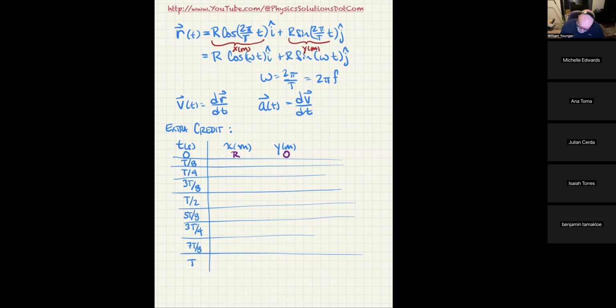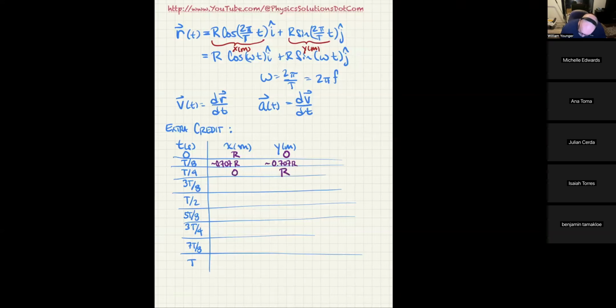Similarly, if I put in t over 8, then that basically becomes the cosine of pi over 4. And of course, the cosine of pi over 4 is 45 degrees. So in this case, you get about 0.707 R and 0.707 R there. And then when you get to t over 4, that's going to give you a 0 here and an R here.